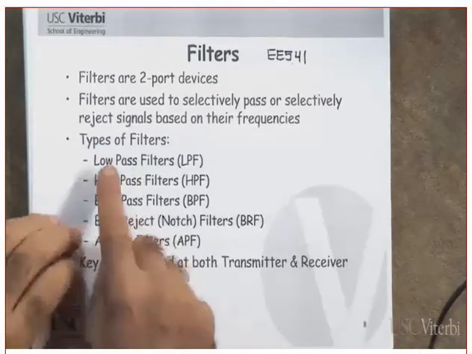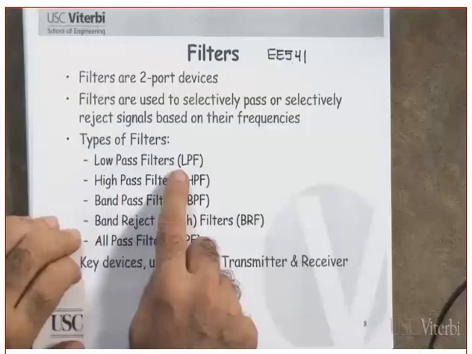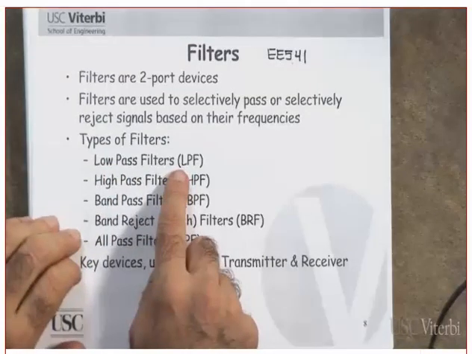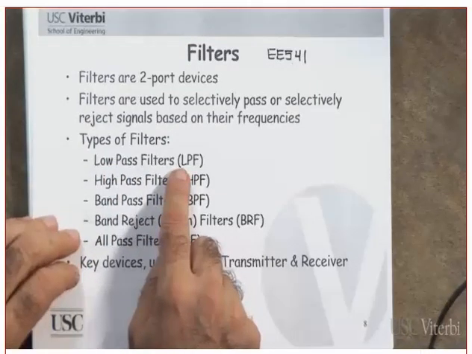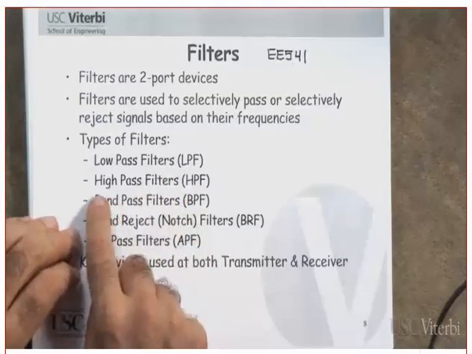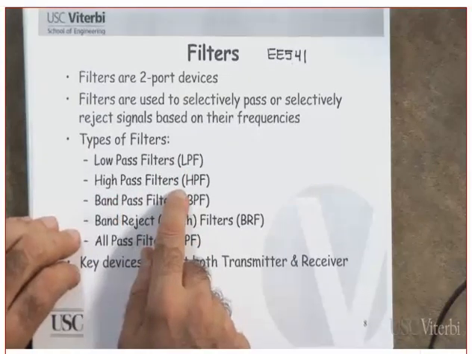Okay. Different types of filters. What do we have? Low pass filter. These filters pass low frequency components and reject high frequency components. Clear? High pass filter, on the other hand, is different.